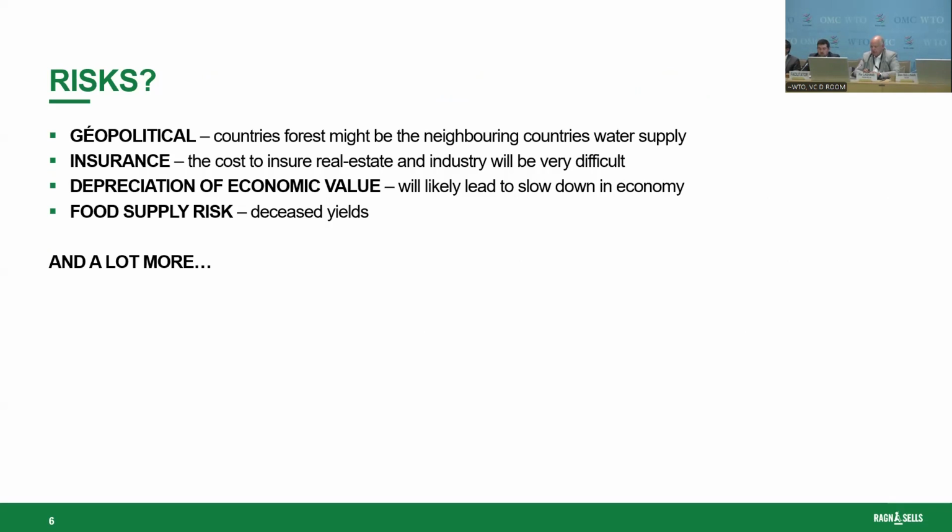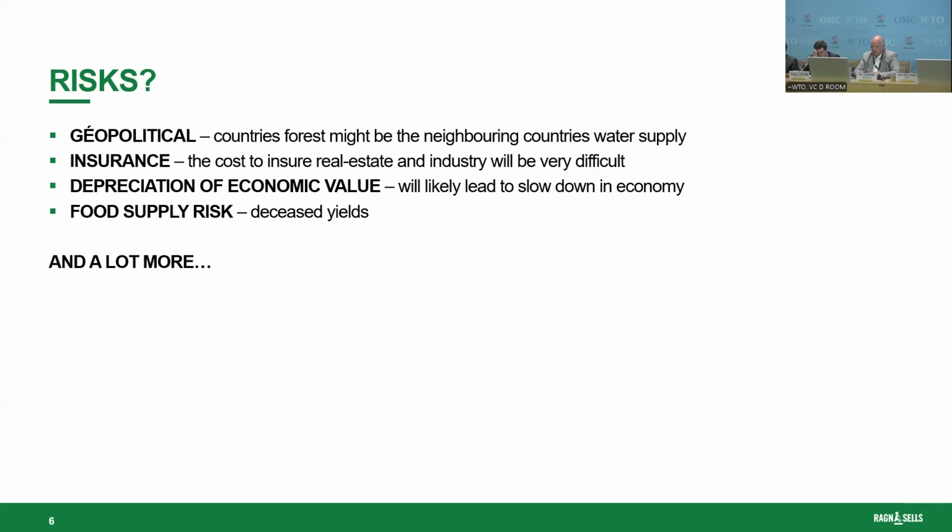Then, of course, we have a challenge we're already facing. Insurance: in the coastal areas, in some parts of the world, it is impossible to get insurance, for industry but also for housing. And of course, there's a huge depreciation of economic value. I saw an article from the US only yesterday about this happening now, and this will happen even more going forward. And of course, the main thing that we will face going forward that will really stress our economies all over the world is the food supply risk. And there are a lot more things.